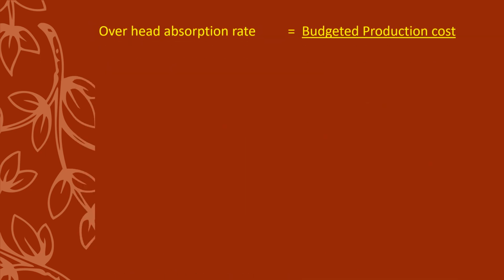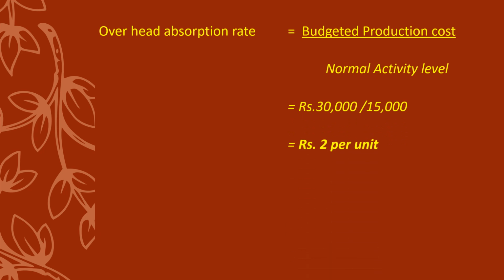So, let's calculate the overhead absorption rate for the sale of 10,000 units. Here also same, we are going to use the budgeted production cost and we are going to divide it with the normal activity level. Here, the overhead absorption rate is 2 rupees per unit. Then we have to take the full cost in order to calculate the absorption costing. That is the variable cost plus the overhead absorption rate. So it is 8 rupees.